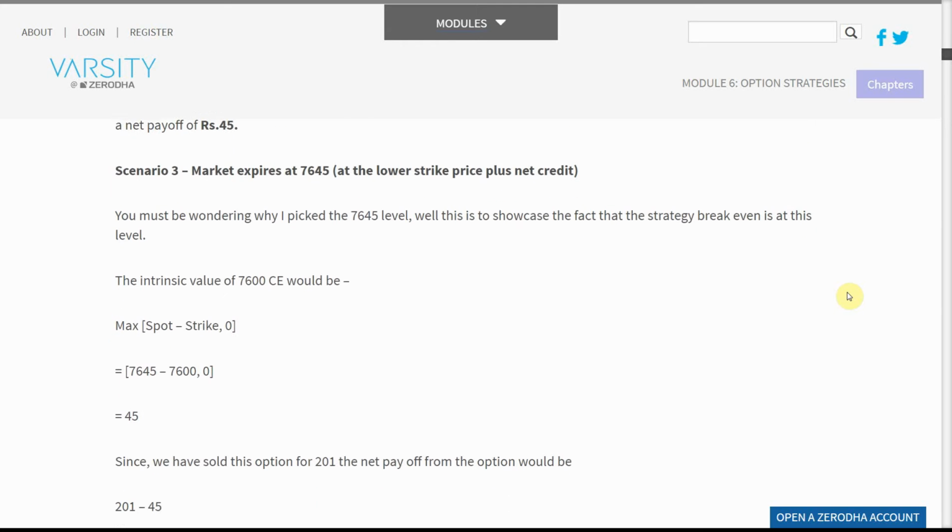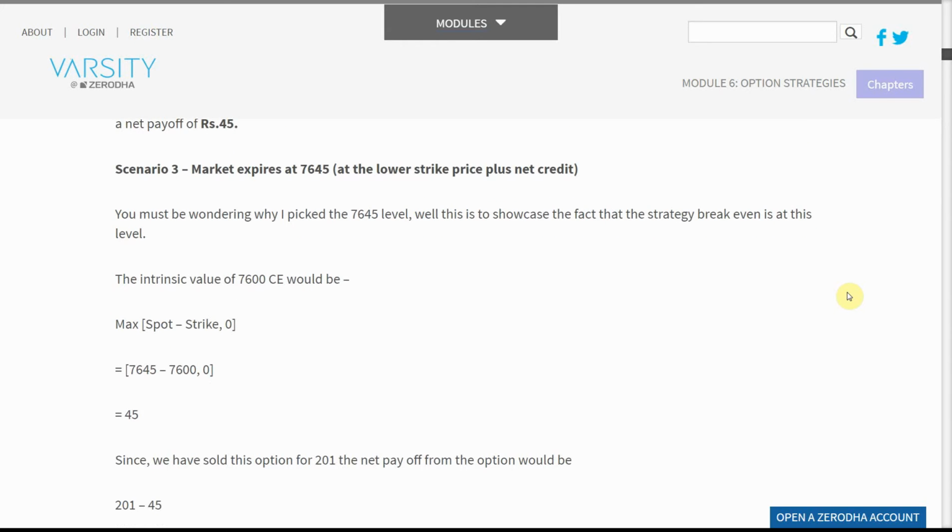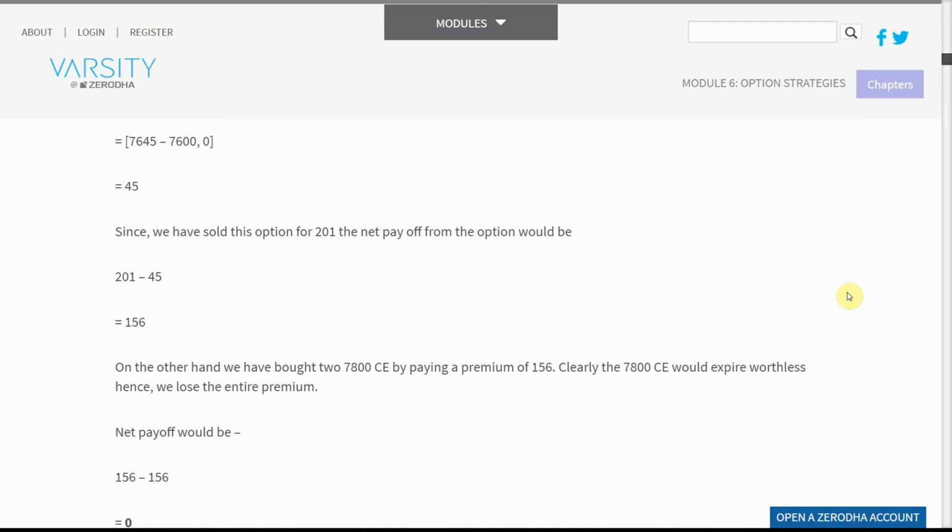The intrinsic value of 7,600 CE would be max(spot - strike, 0) = max(7645 - 7600, 0) = 45. Since we have sold this option for 201, the net payoff from the option would be 201 - 45 = 156.